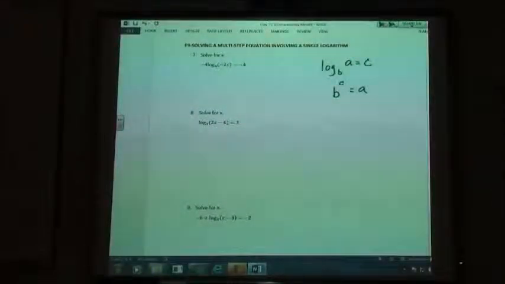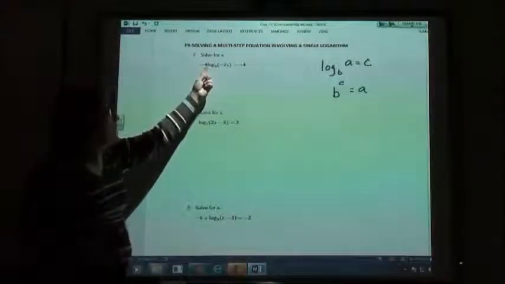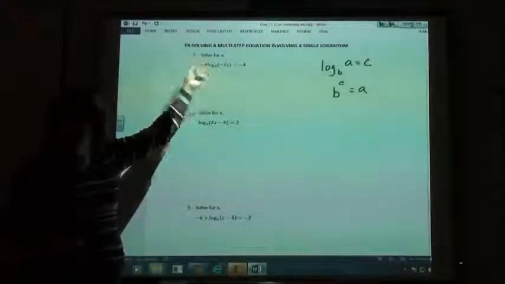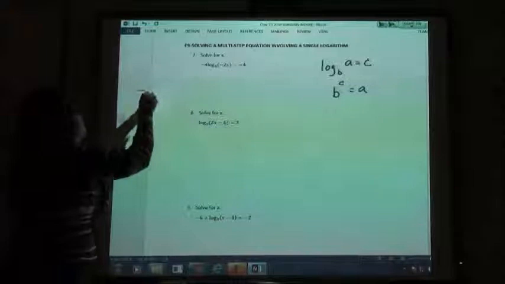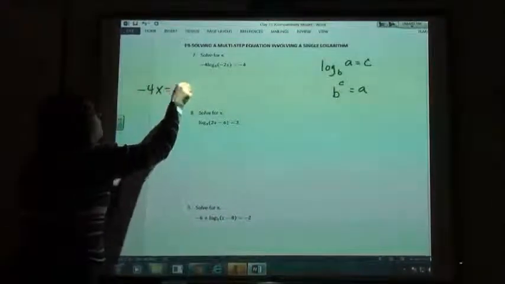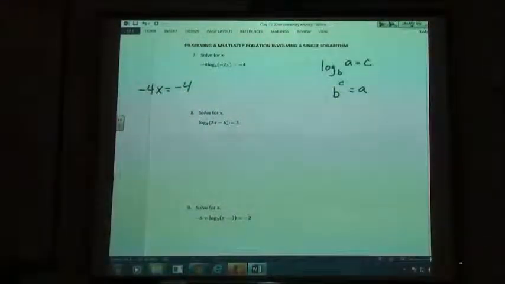What is this negative 4 doing with the logarithm? Am I subtracting it from the logarithm? No. What are you doing? If I have this, what do I do with my negative 4 when I move it over? You're going to divide.